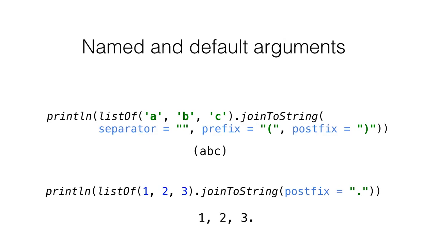Named arguments are often used together with default arguments. For join-to-string, you can provide only the value for one of the arguments, for instance, postfix. Looking at the output, we can understand that the default separator is comma and an empty string is used by default as prefix. You don't have to specify the values for all arguments each time. You can change the defaults only if needed.